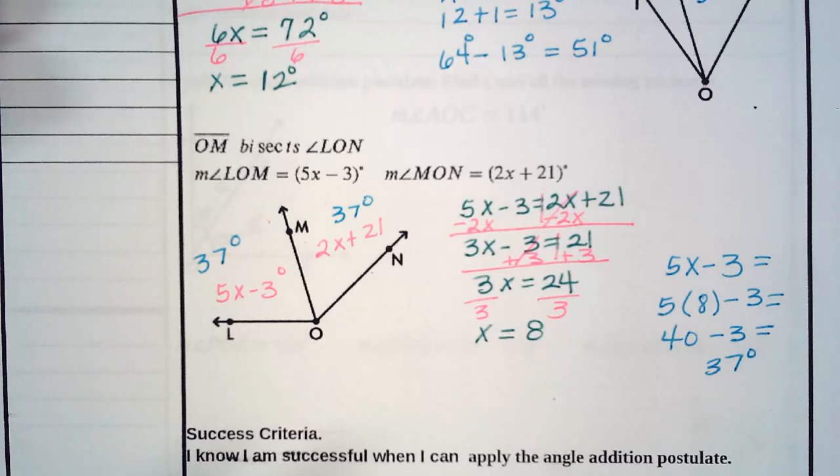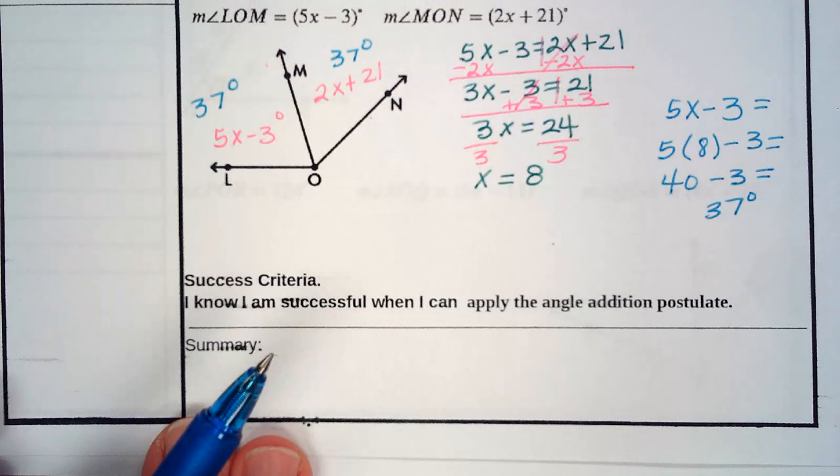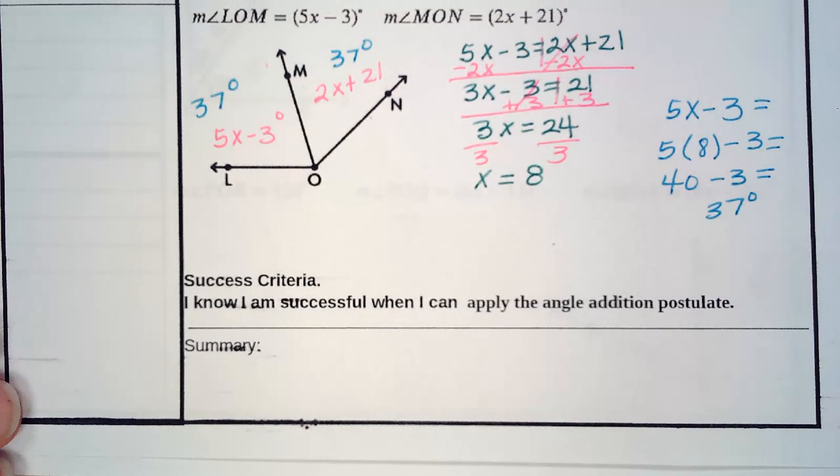So, as you can see, this is very similar. The same concept is being used as we used in segment addition. The pieces add up to the total. How do you know you're successful? You know you're successful when you can apply the angle addition postulate.